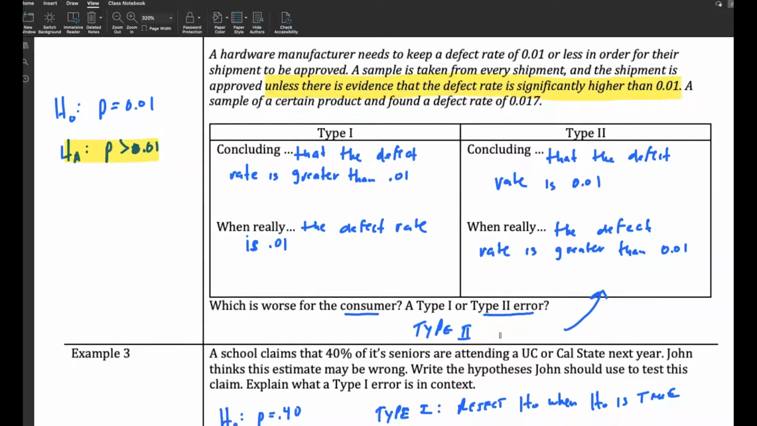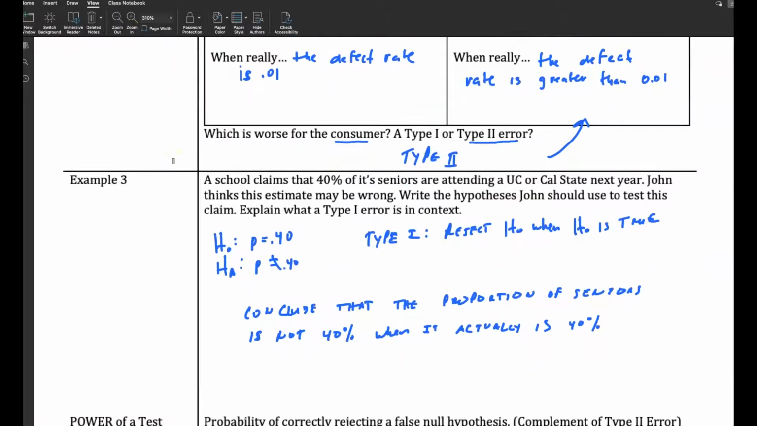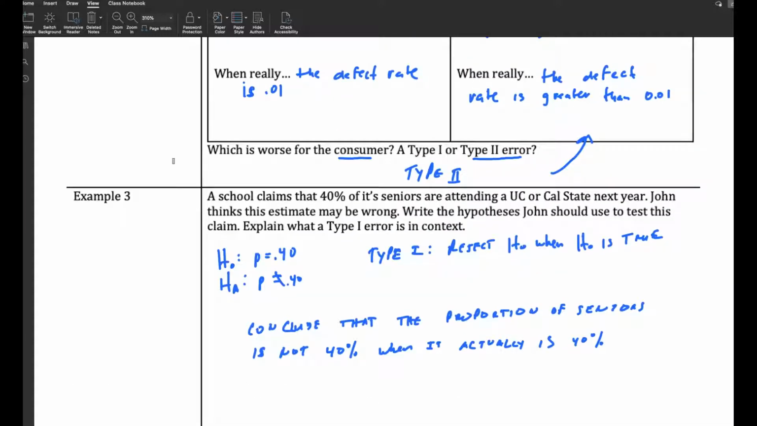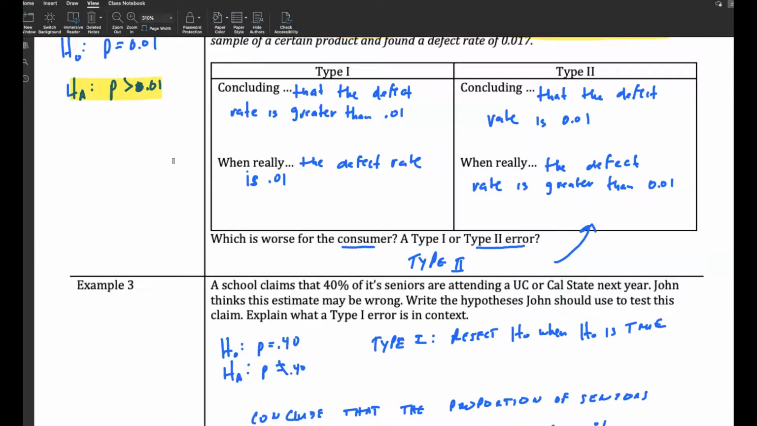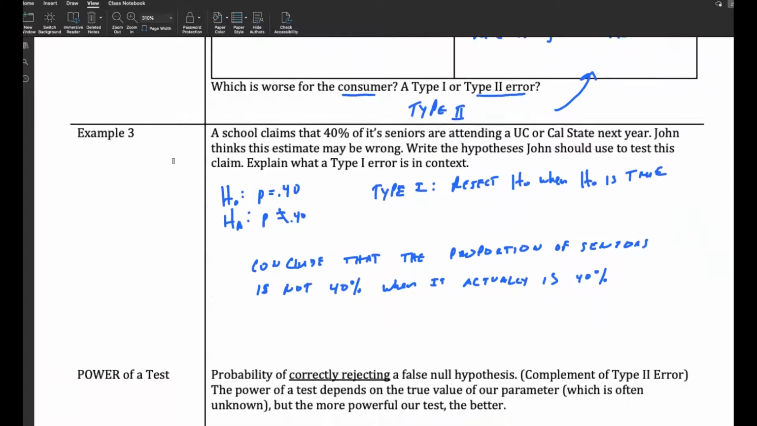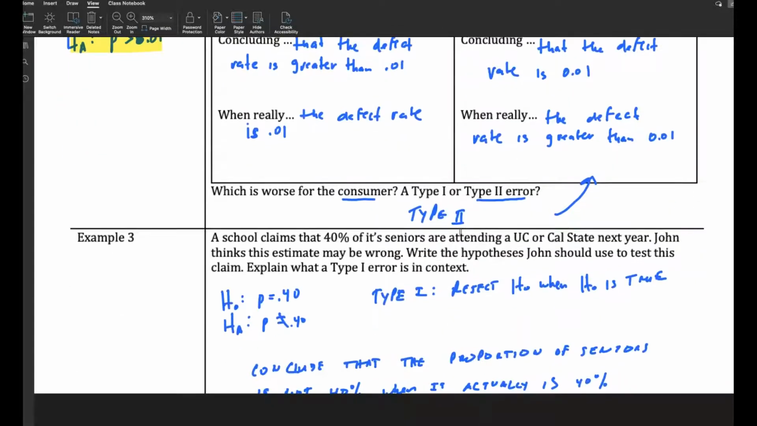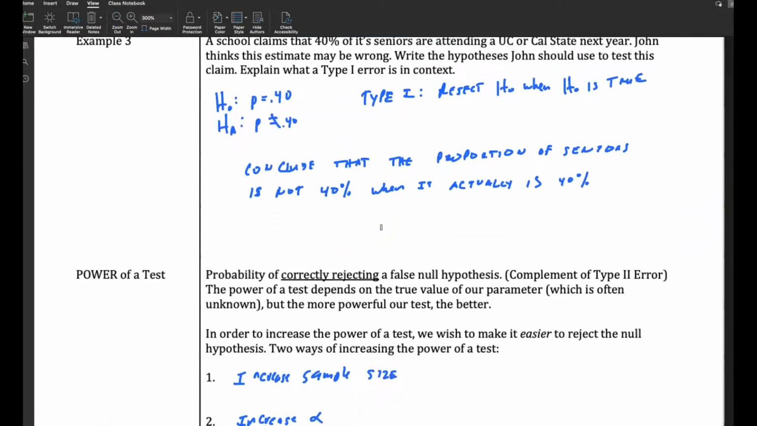Again, think about this in the context of a court case where you say a defendant is not guilty when he actually is guilty, or tell a defendant you're guilty when they're not guilty. You're guilty when you're not actually guilty; that definitely is more harmful to the defendant. Same type of thinking going on here with who's hurt, with the consumer, in these decisions and claims.